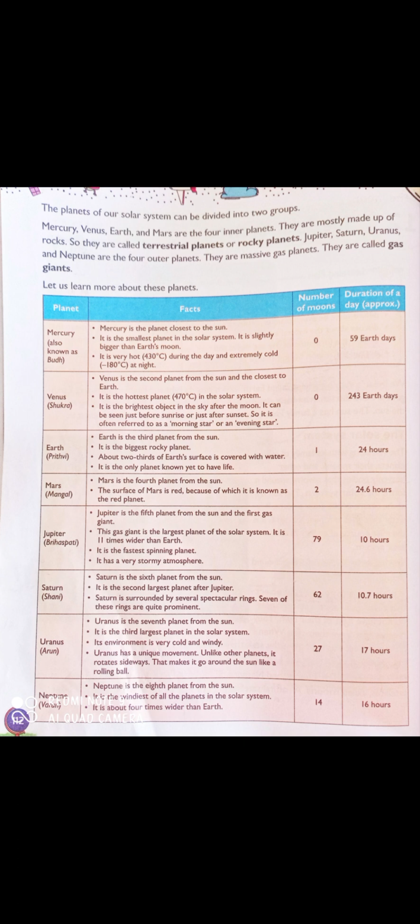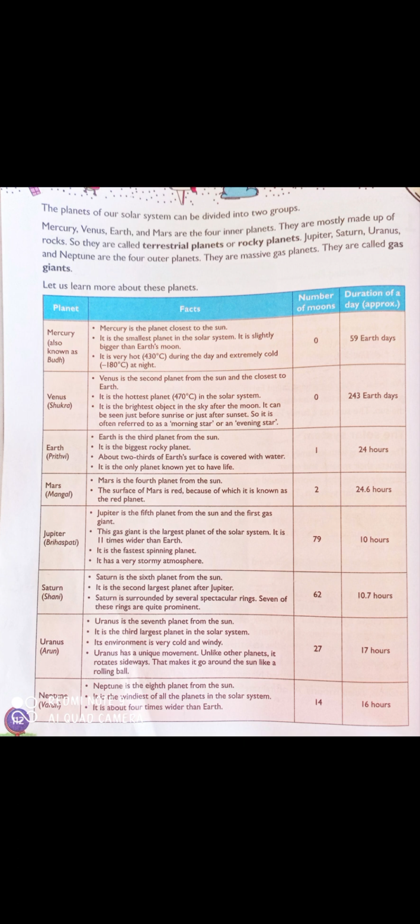Next is Mars. Mars is the fourth planet from the Sun, and the surface of Mars is red, therefore it is also known as the red planet. It has two moons, and here the duration of the day is 24.6 hours.